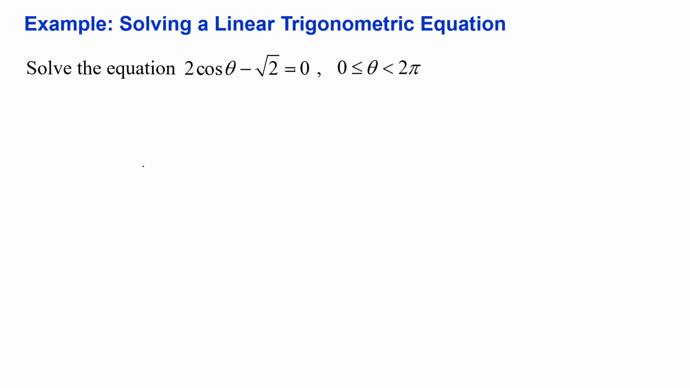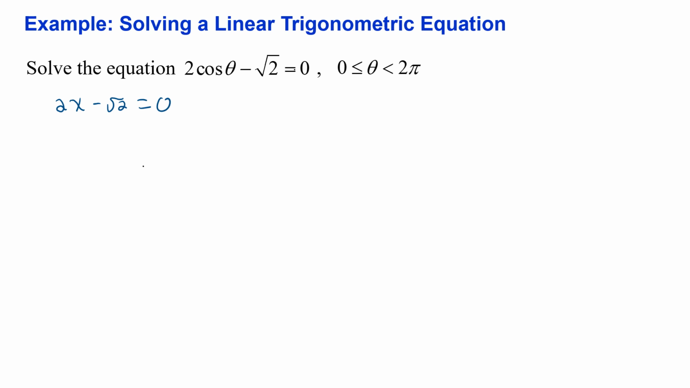In this example, we'll be solving a linear trigonometric equation. This problem says the following. Solve the equation 2 cosine theta minus square root 2 equals 0 in the interval 0 less than or equal to theta less than 2 pi. Now this equation is considered linear because if we let x equals cosine theta, the equation becomes 2x minus square root 2 equals 0, which is a linear equation.